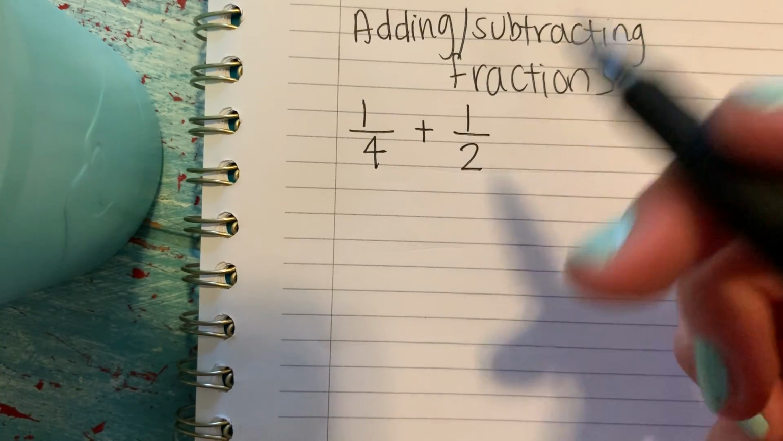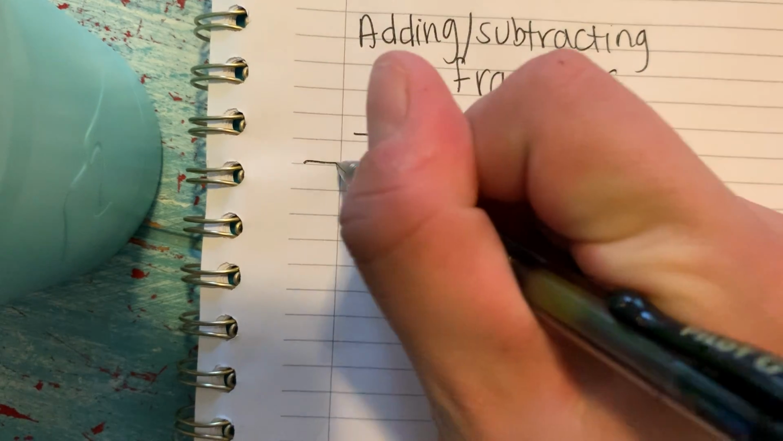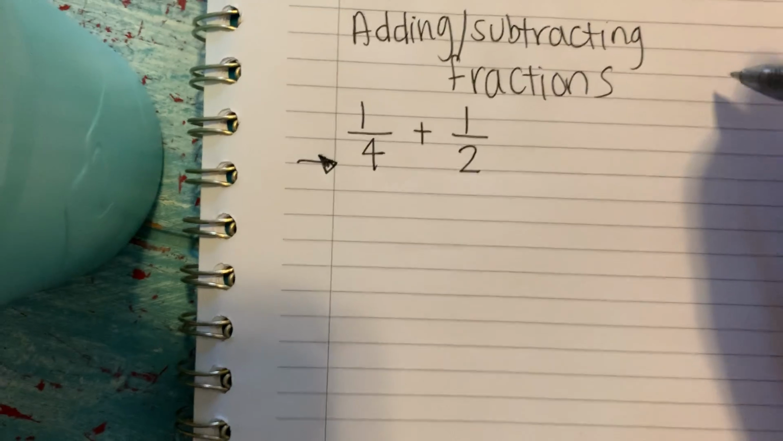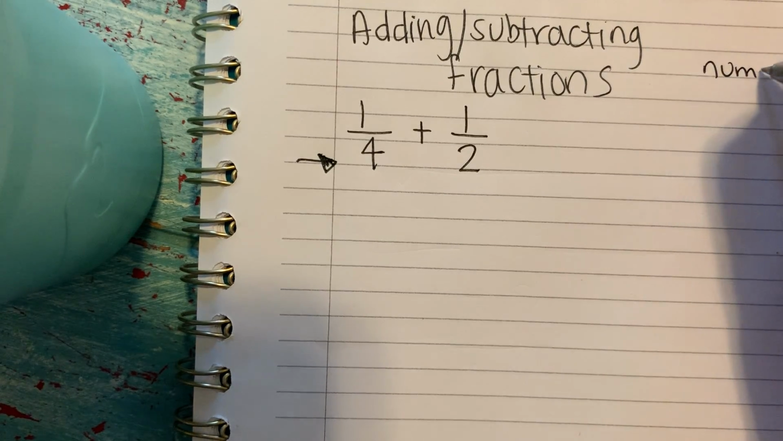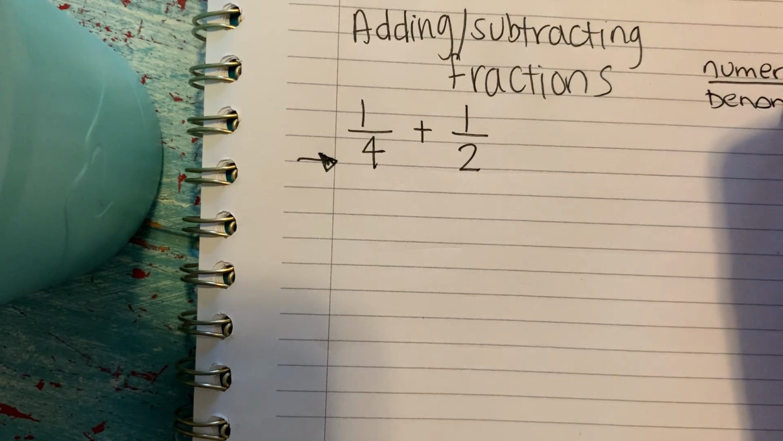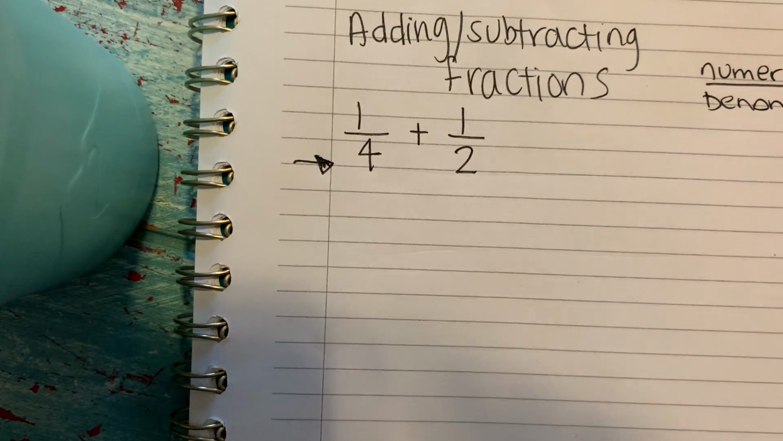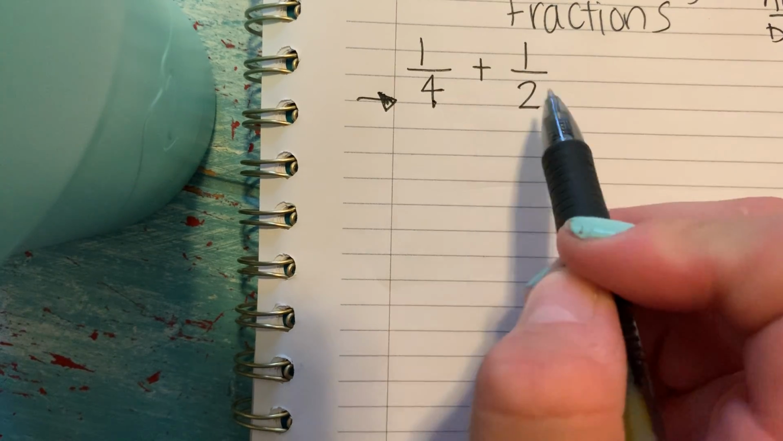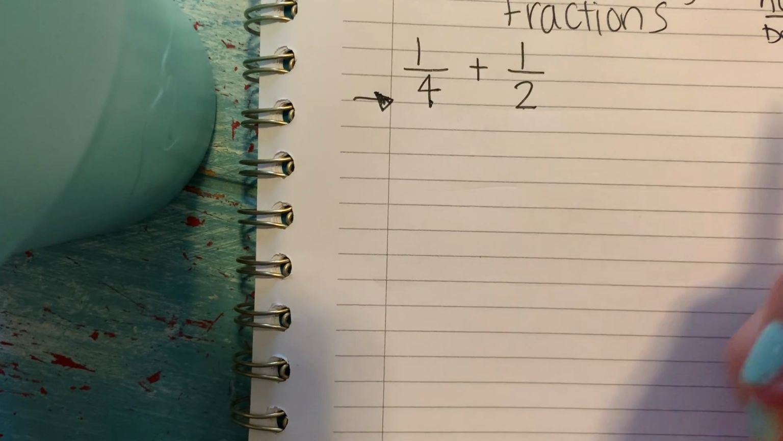Now, in order to add or subtract fractions, the denominator has to be the same. Remember, the bottom is the denominator. We have numerator over denominator. Okay? All right. So what do 4 and 2 have in common?